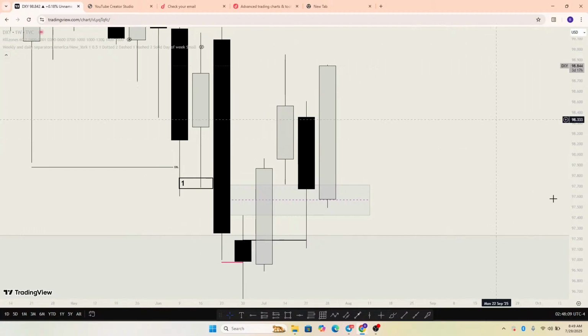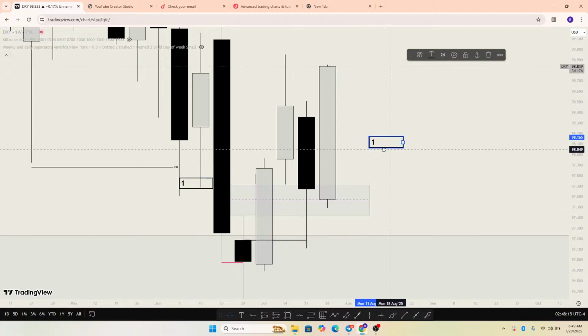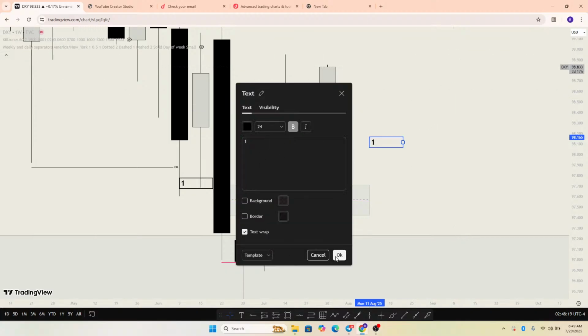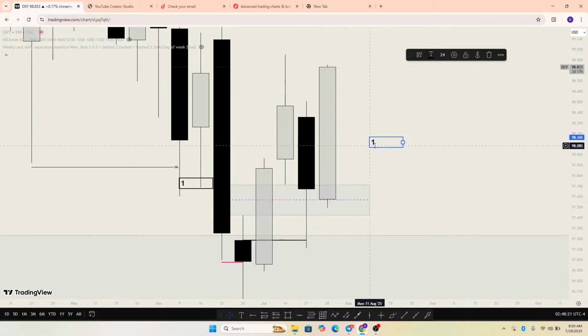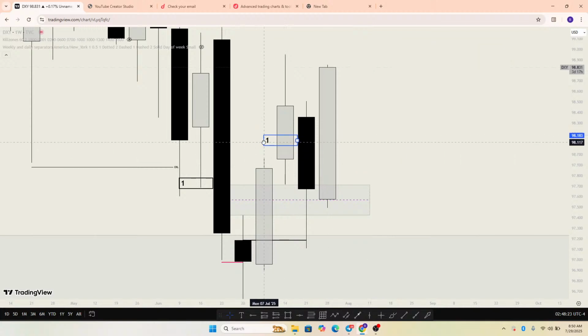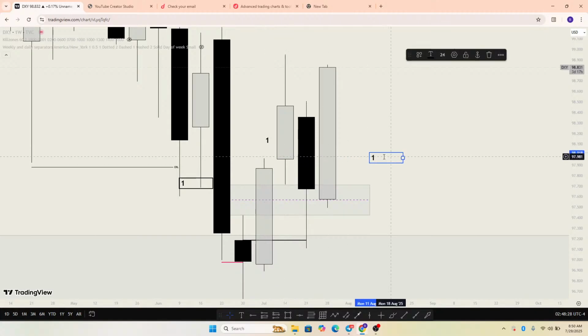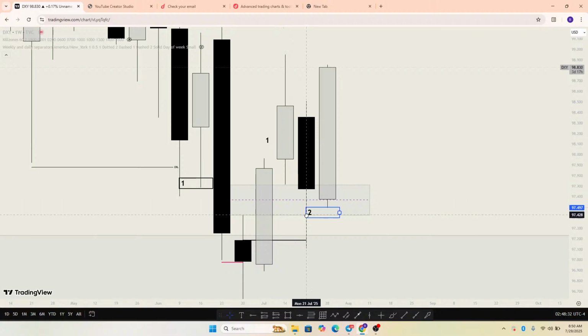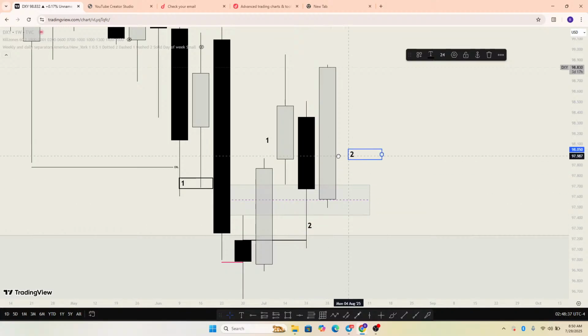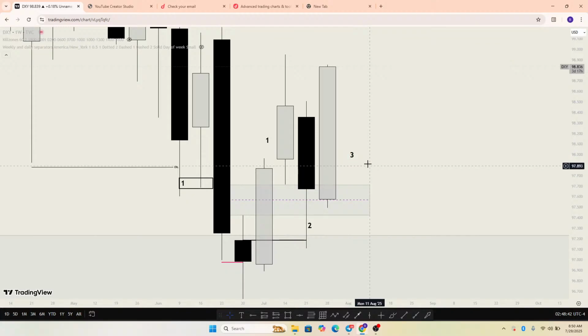We have our candle 1 here. And we have our candle 2, which is this reacted candle. And then we have our candle 3. So, do you see it?